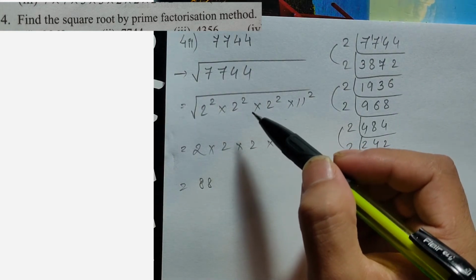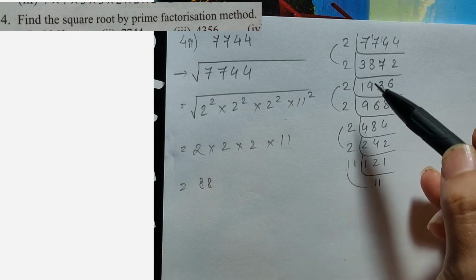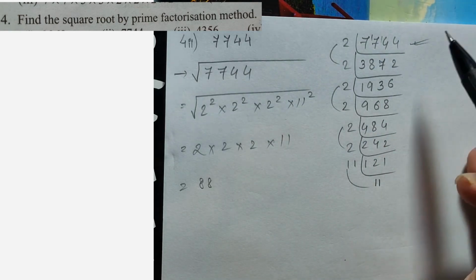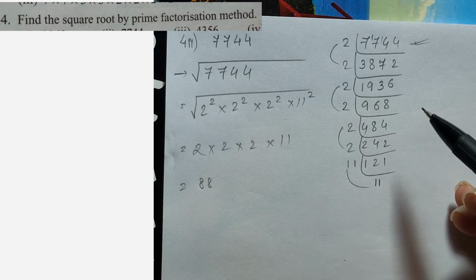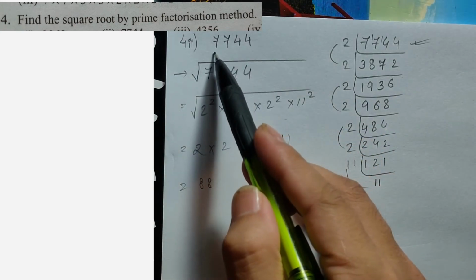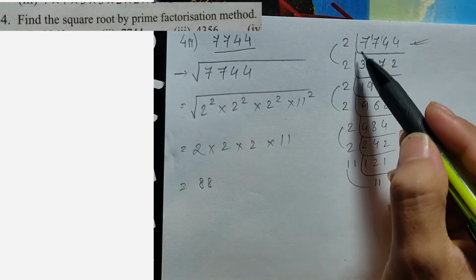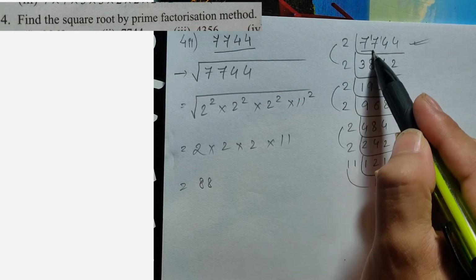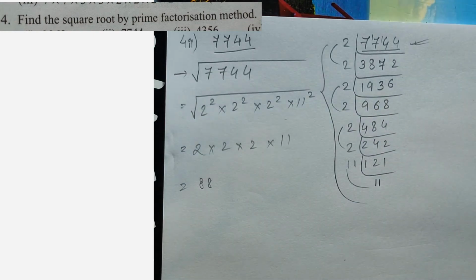So find the square root by prime factorization method. Okay, so it is very important that we do only using the prime factorization method. We'll be discussing one more method in the next video. So square root of 7744 by prime factorization. So let us prime factorize first. So 7744, so if you prime factorize, this is the number that you will get.